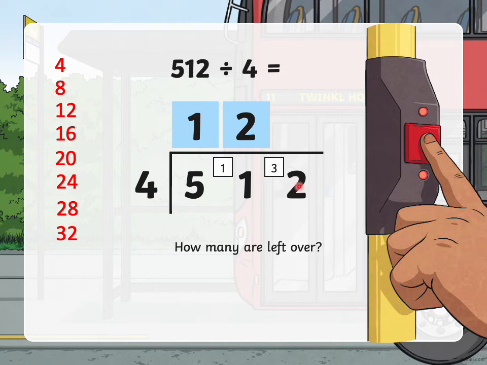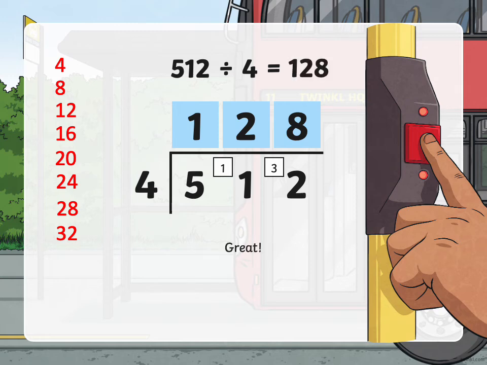Okay, now we regroup the 3 with the 2, so it becomes 32. Is 32 in table 4? Yes, it is. So 32 divided by 4 is equal to 8. Okay. So the answer is 128.